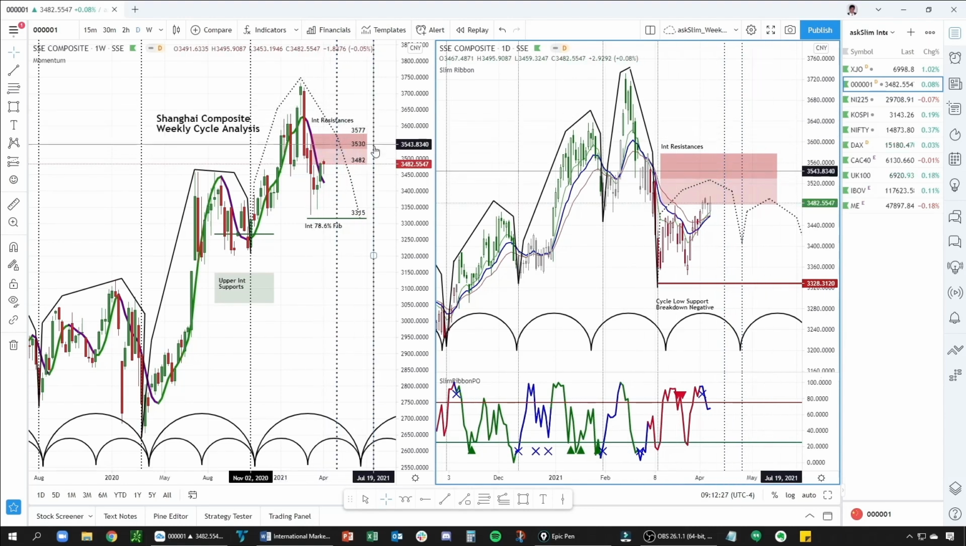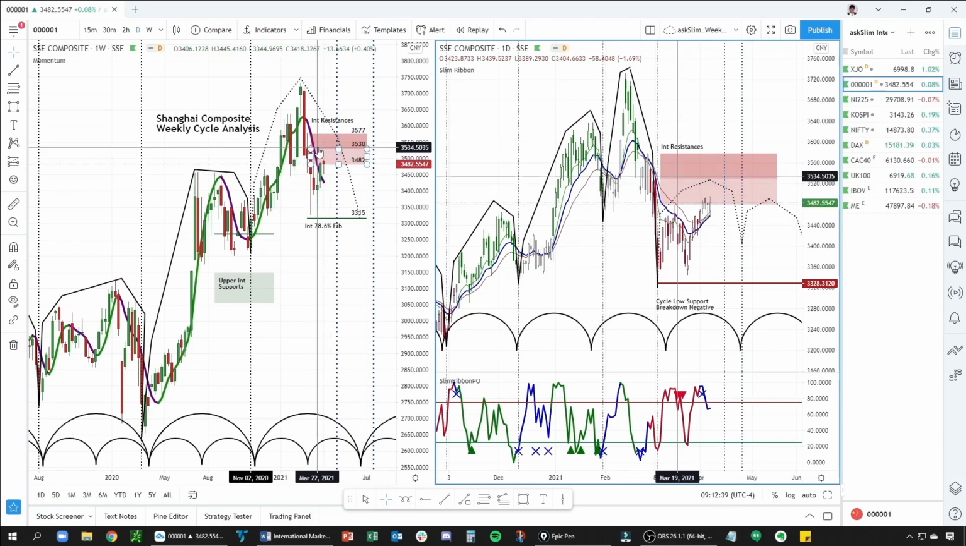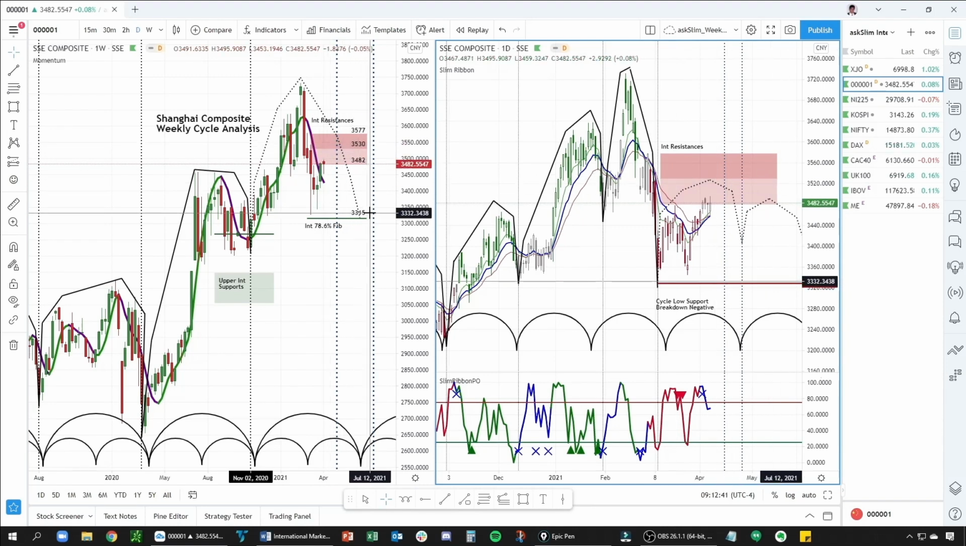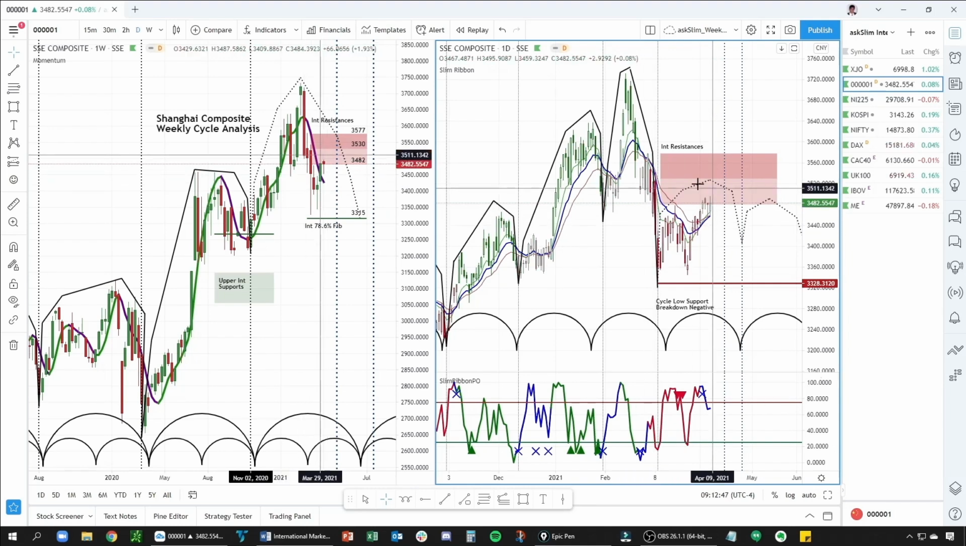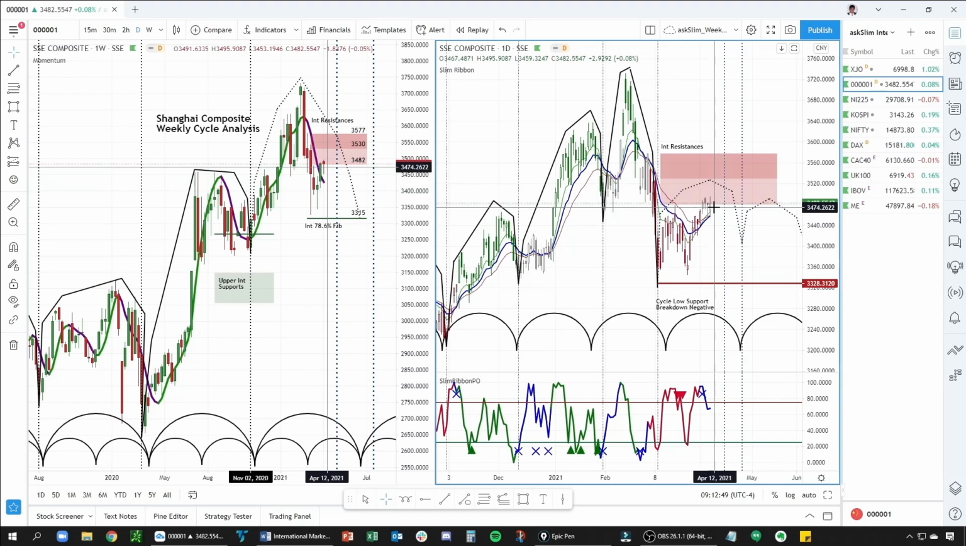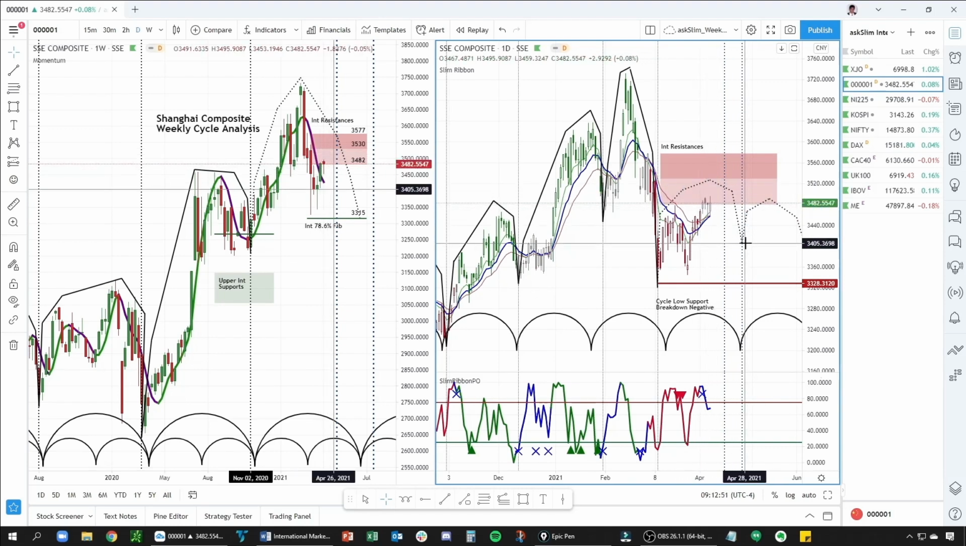What we look for is a failure in this intermediate 38.2 to the intermediate-term 50, so that's 34.82 to 35.30. That would be the area that we would look for the Shanghai to fail in and then to roll back down on the downside. If we shift over to the daily chart, you can see that we are testing that zone that I just mentioned. We look for this to roll back down into this next short-term low timing.